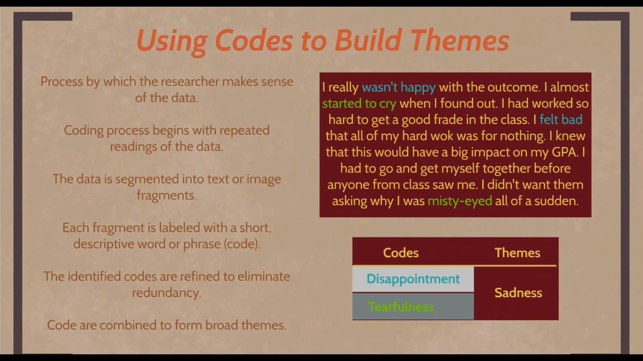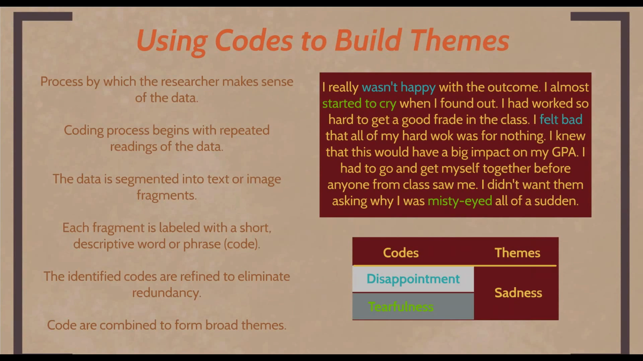So I've read through this. I've read through it 7 times. The things that have jumped out to me: wasn't happy, started to cry, felt bad, misty-eyed. And also, for me, get myself together is another one. So these are all codes. So I would put wasn't happy, felt bad, disappointment; started to cry, misty-eyed, tearfulness. Those 2 feed in, and they become a theme of sadness.